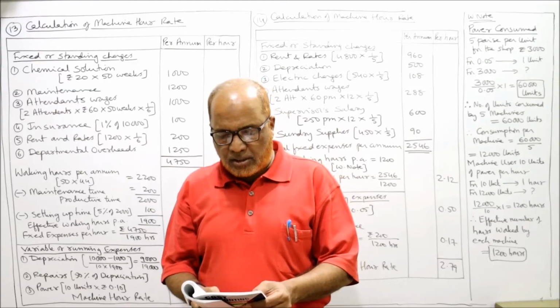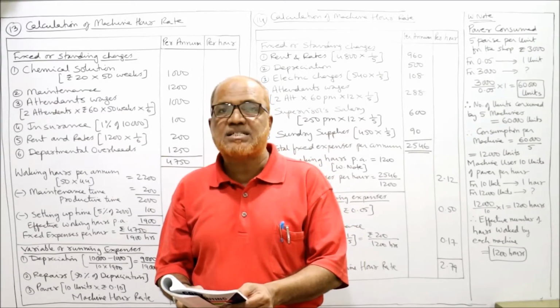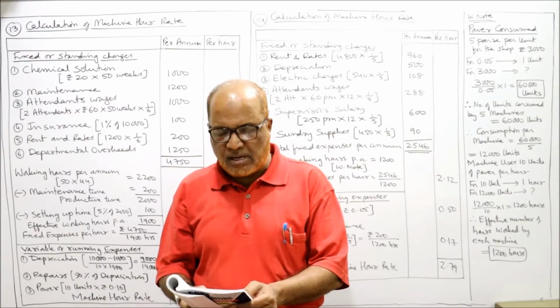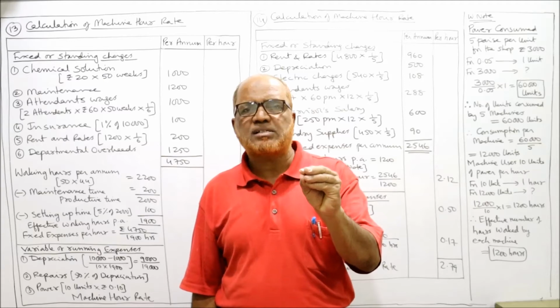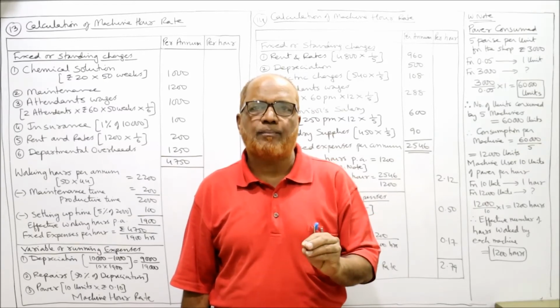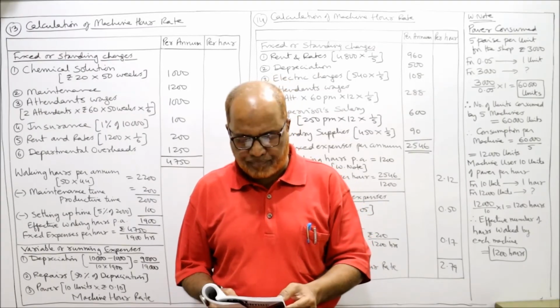Then no power is necessary for maintenance and setup. Power consumption of the machine is 10 units per hour at 10 paisa per unit. So directly it is given. In 1 hour 10 units of power is consumed and each unit is 10 paisa. So 10 units into 10 paisa, 1 rupee is the power cost per hour.